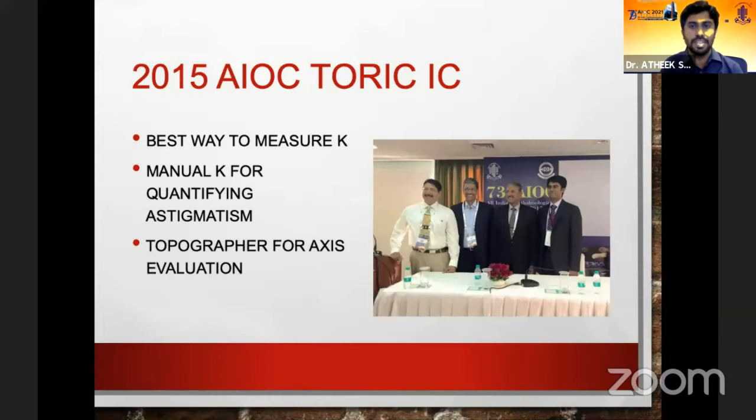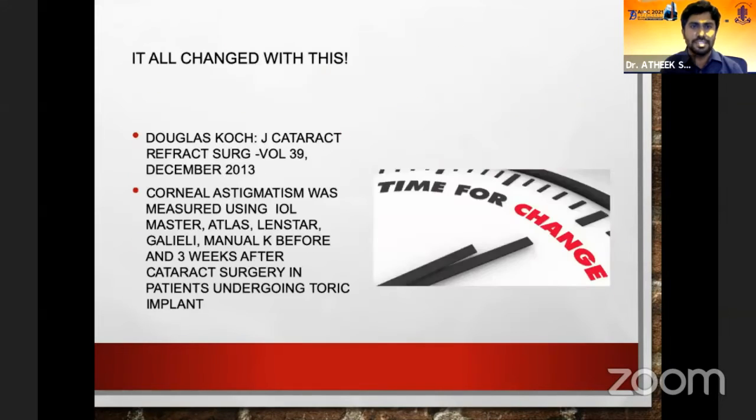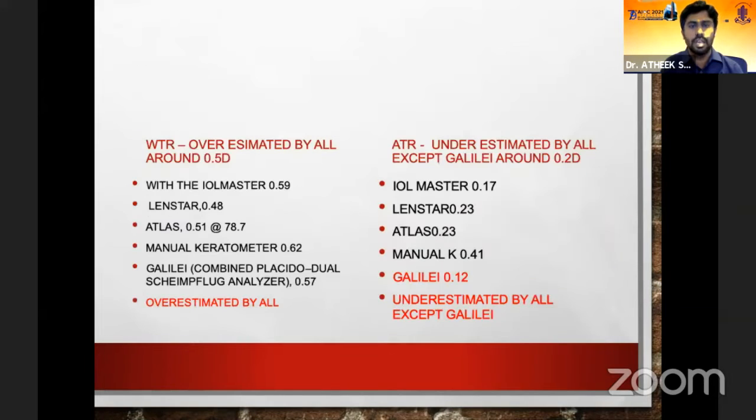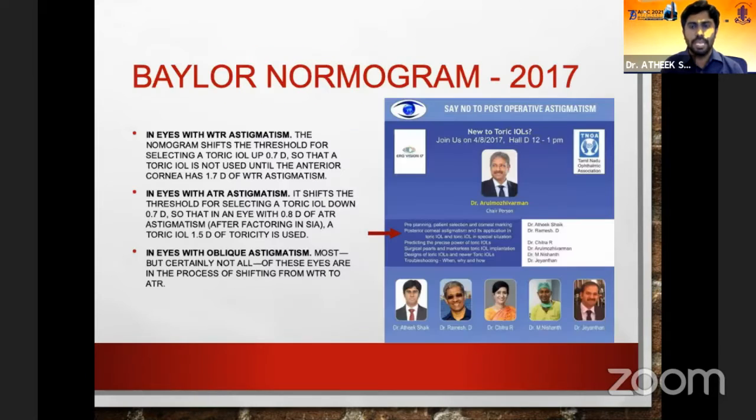Well, in 2015, when we started this IC, we said that manual K was good enough to do toric implants, and we can do a K by doing topography, and topography gives reasonably good axis evaluation. Just like how physical conferences have become history, manual K and this technique also is all history now. It all changed with this landmark trial by Dr. Douglas Koch, where he found out the significance of posterior corneal astigmatism, and the Baylor nomogram came into play.